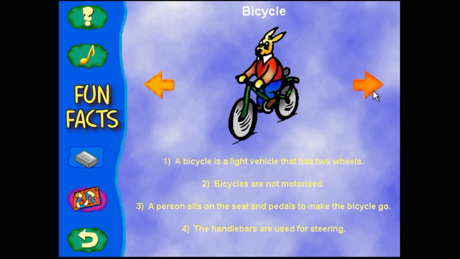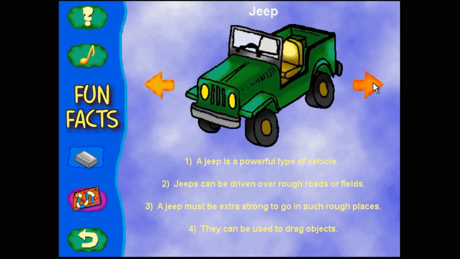Bicycle. A bicycle is a light vehicle that has 2 wheels. Bicycles are not motorised. A person sits on the seat and pedals to make the bicycle go. The handlebars are used for steering.